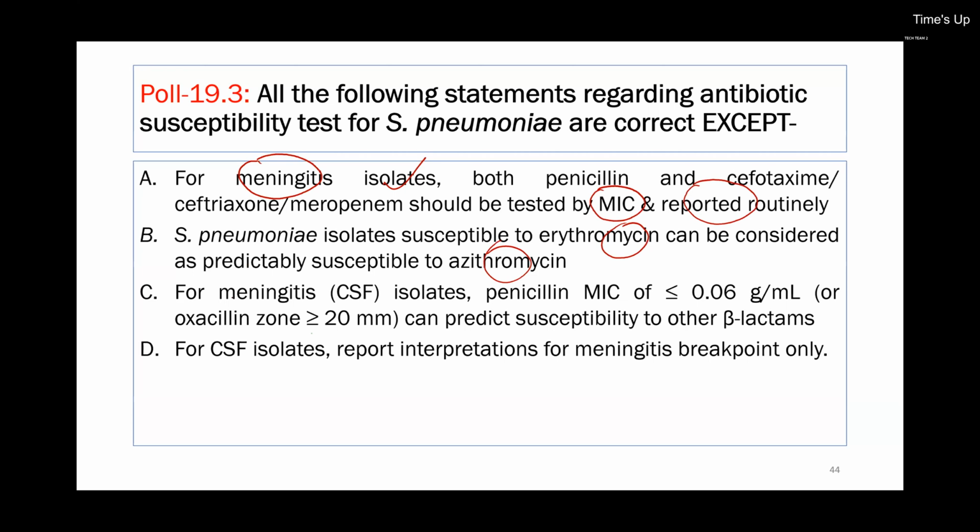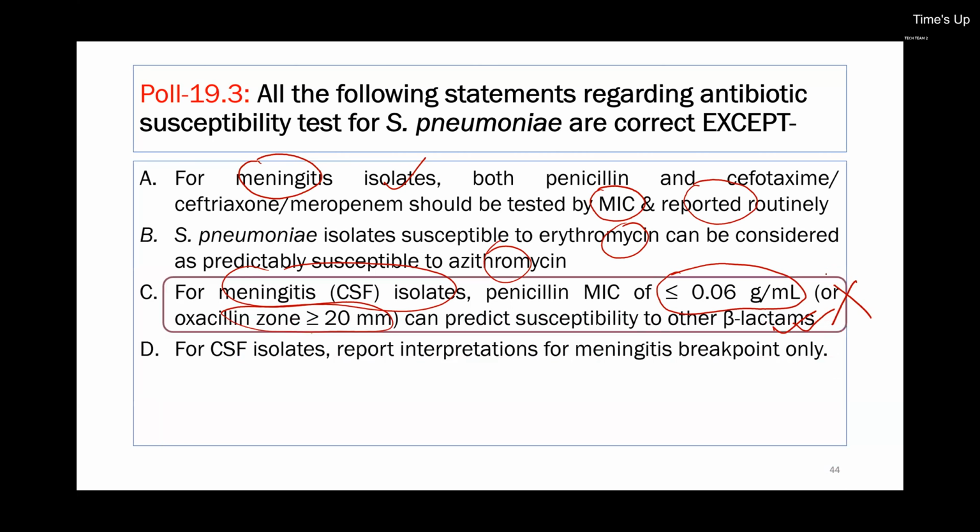For a meningitis isolate for which the oxacillin zone is on the higher side or the MIC on the lower side, can we predict susceptibility to beta lactams? The answer is no, we cannot. Why? Because for meningitis CSF isolates, I'll tell the explanation in the subsequent slide.